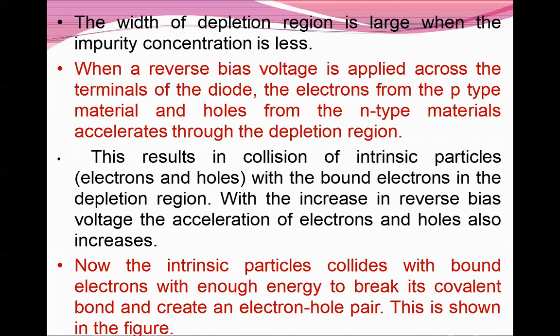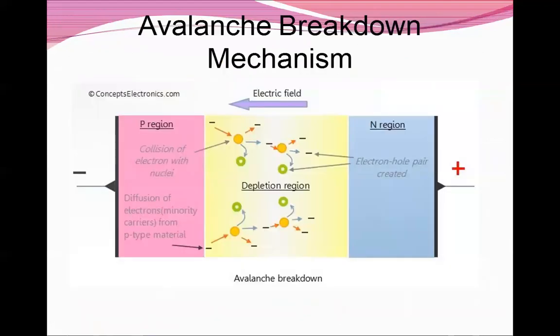Now the intrinsic particles which collide with the bonded electron with enough energy break its covalent bond and create an electron hole pair. This is shown in the figure. The avalanche breakdown mechanism is shown in the figure. You can see the collision of the electron with the nuclei. When the electron hole pair is created, you can also see the diffusion of electrons from the p-type material.